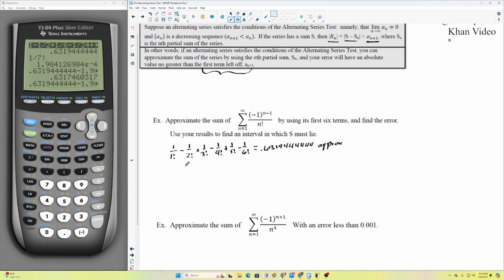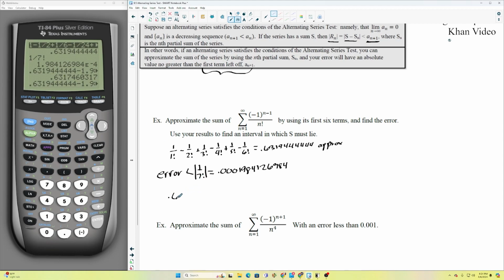Find the error. Well, the error is going to be the first term left off. So the error is going to be less than 1 over 7 factorial. Actually, the absolute value of that, which is equal to 0.001984126984. Now, if we're going to find an interval in which the actual sum must lie, then we take the approximation minus the error. That's what it could be to the left.